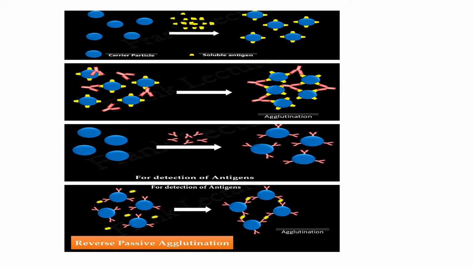In the third row, we can see one more method, where we are not adding the antigen of interest. Instead, we add antibodies. In this method, we can see the detection of antigens, and hence this method is called reverse passive agglutination.